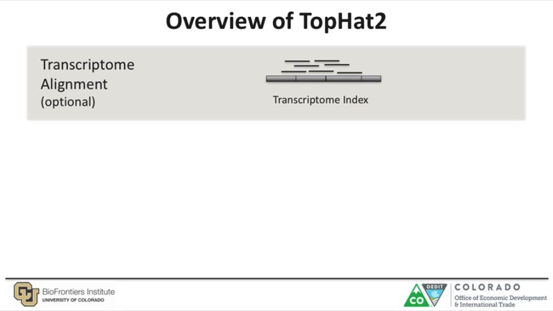The first phase of TopHat is to use Bowtie to map reads to the transcriptome. This works by creating a reference index from all possible known RNA sequences in your model organism. This step is optional, but will greatly speed up your TopHat run. To do this step, you must, of course, have a gene annotation file for your reference genome.